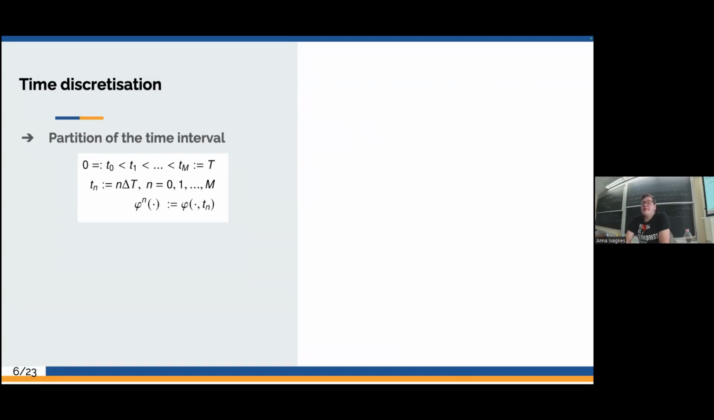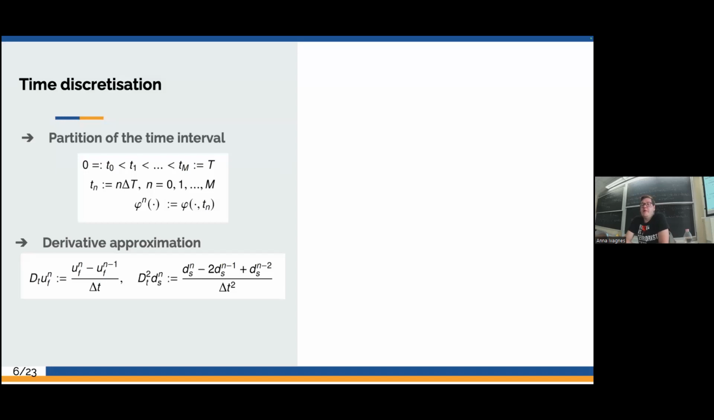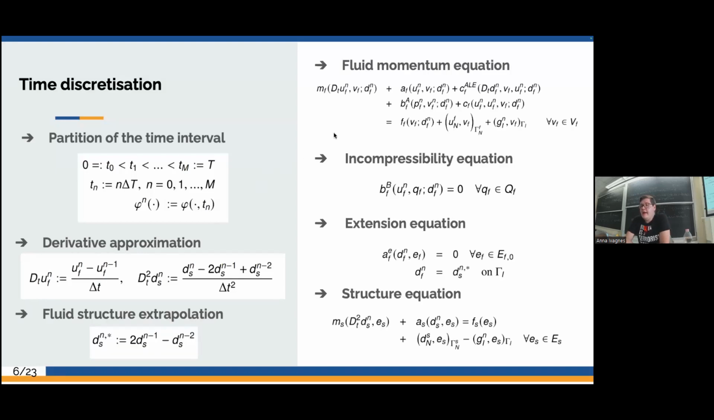Then we move to the time discretization. We divide the time interval in some way, as it's given here, and then we provide a discretization for the fluid velocity, for the first derivative of the fluid velocity and the second derivative of the structure displacement. And with that, we can describe the time discretization of the fluid structure interaction problem using the completely implicit scheme.